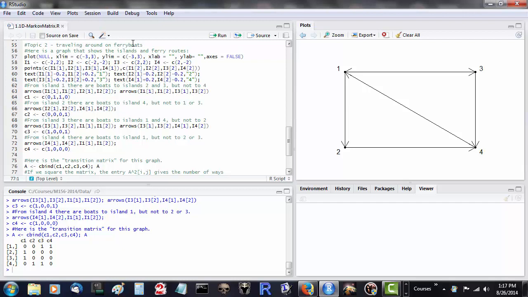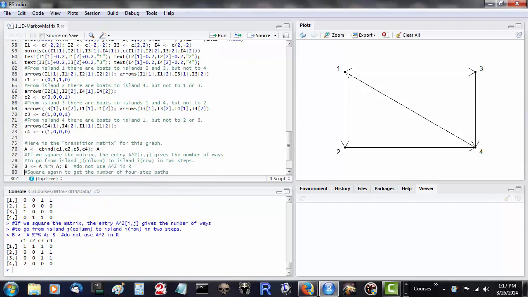What's the meaning of the square of this matrix? Well, you can argue if you start on island 3, let's say, multiplying once by the matrix A says you can either be on island 1 and on island 4, and then you can follow up the route out of island 1 and island 4 by multiplying again by the matrix A, and the matrix A squared gives us the number of two-boat ride journeys from each island to each other island.